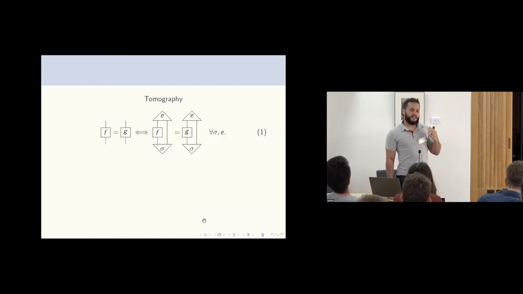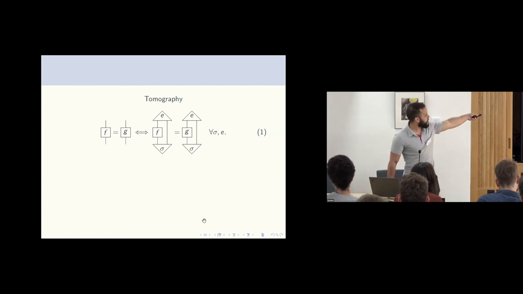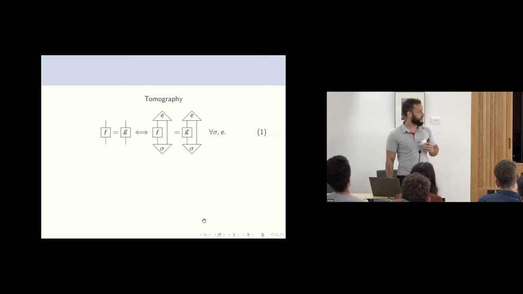So in the original statement of our result, I told you that we want to talk about locally tomographic theories. So first, what is tomography? Tomography is a notion of equality of processes that we can establish by looking at the probabilities that these processes can produce. So for example, here we'll say that F and G are the same process if and only if every time you substitute one for the other in a diagram that is representing a probability, you obtain the same probability. That means that F and G produce exactly the same probabilities in the same scenarios.